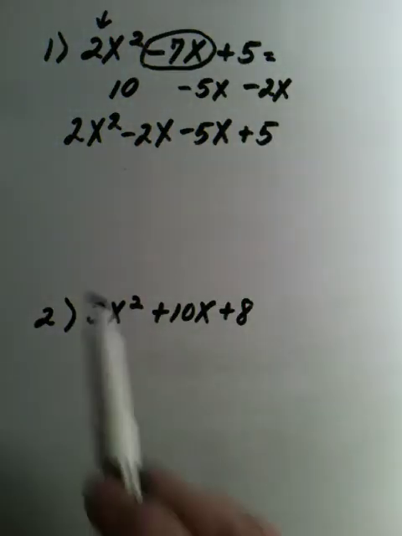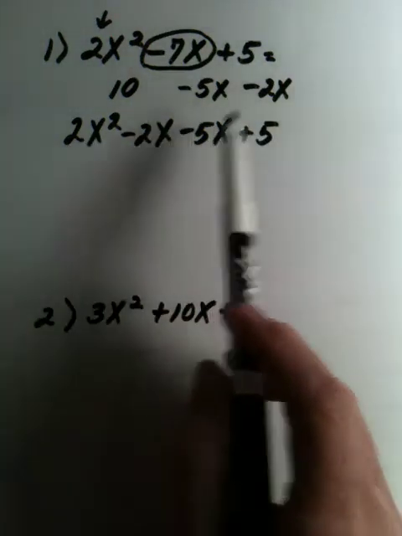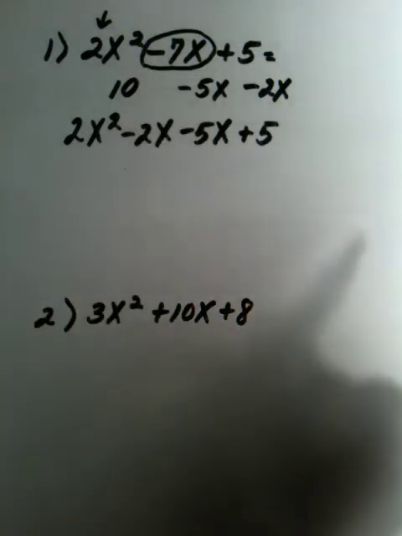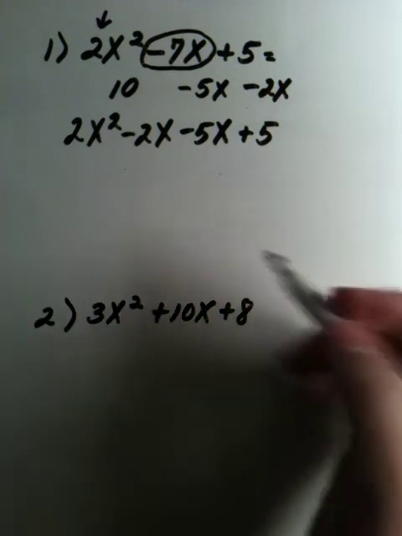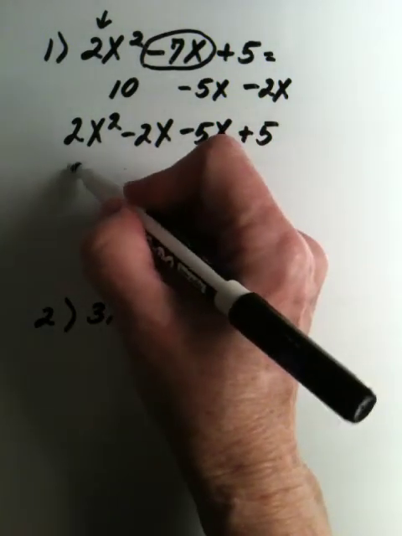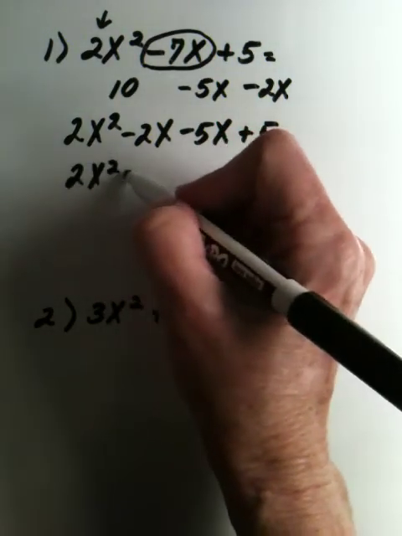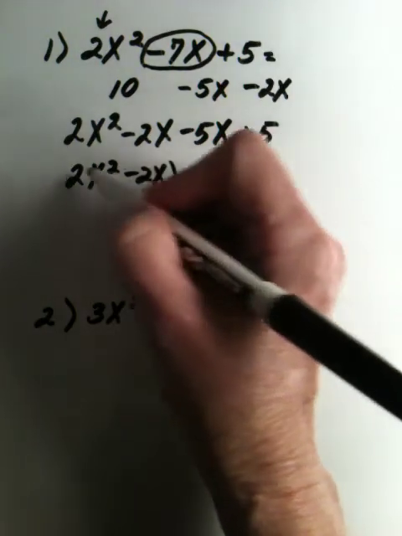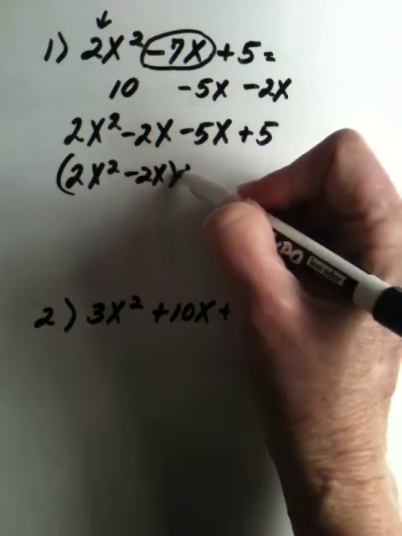We did this because now we have 1, 2, 3, 4 terms, and we learned that when we have 4 terms, we do factor by grouping. So that's what we're going to do. We're going to make our groups. We're going to put a plus sign in the middle.